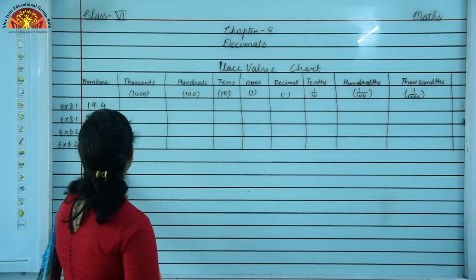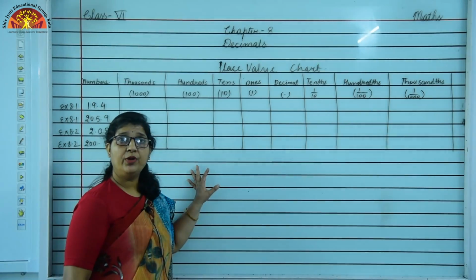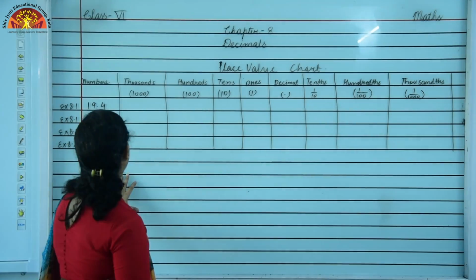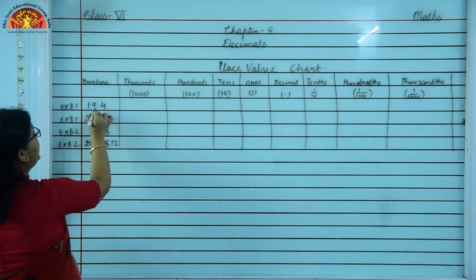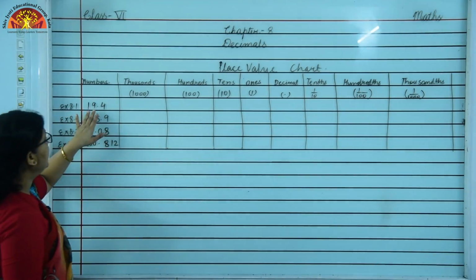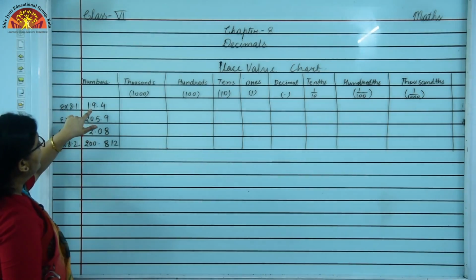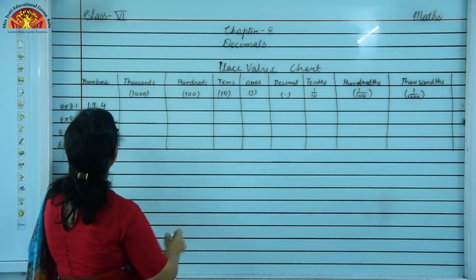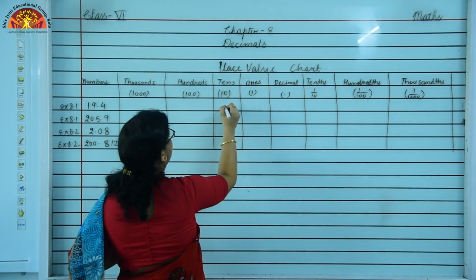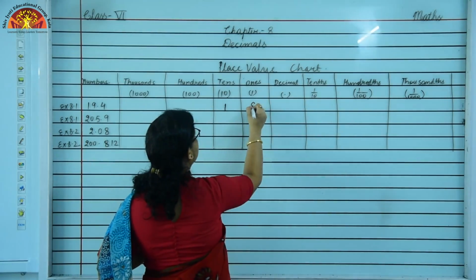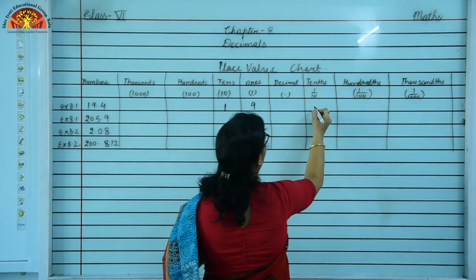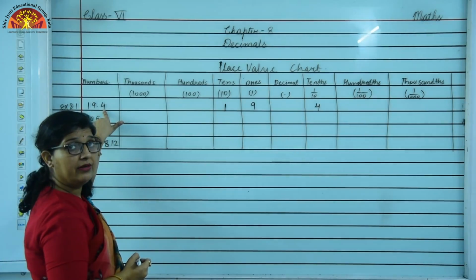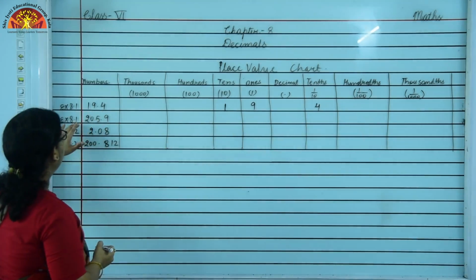Let us take some questions from exercise 8.1 and 8.2. How do we arrange numbers in the place value chart? We have 19.4 here. So, in this, the tens place, ones place, and this is the tenths place. So, how do we write this? 1 is at the tens place, 9 is at the ones place and 4 is at the tenths place, because we have 4 here at the tenths place.